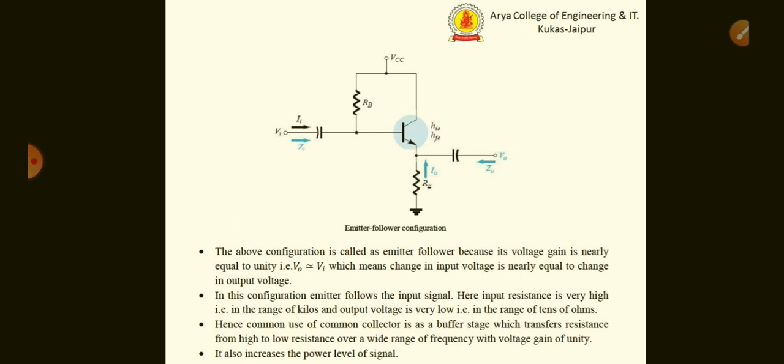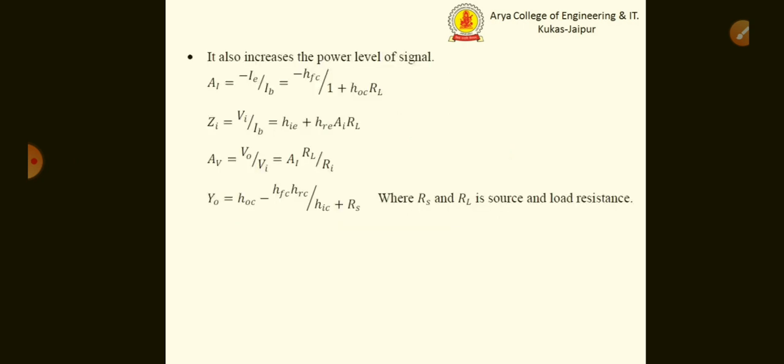The above configuration is an emitter follower because its voltage gain is nearly equal to unity, that is, V output equals V input, which means the change in input voltage is nearly equal to the change in output voltage. For this particular configuration, if we perform the AC analysis, we will have different values for current gain Ai, input impedance Zi, voltage gain Av and output admittance Yo, which are given as equations in this slide.